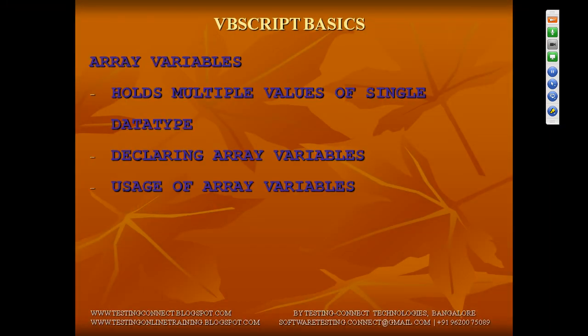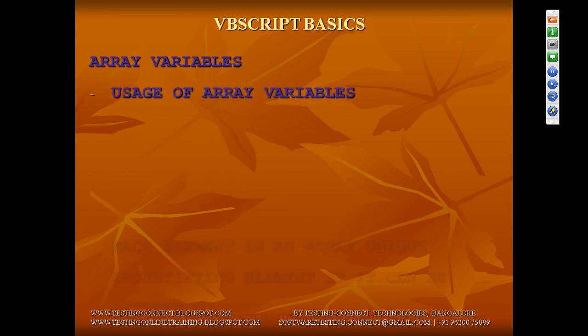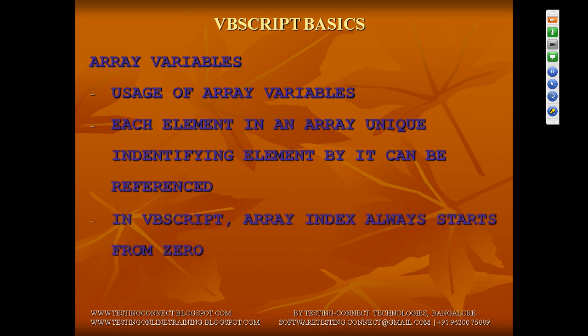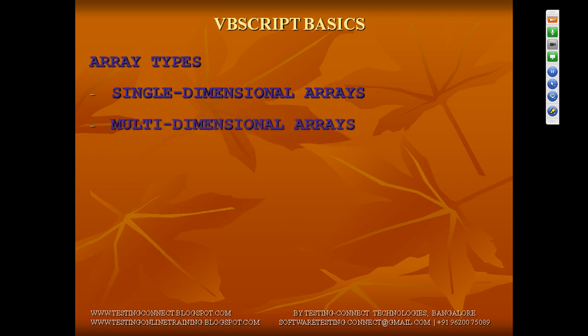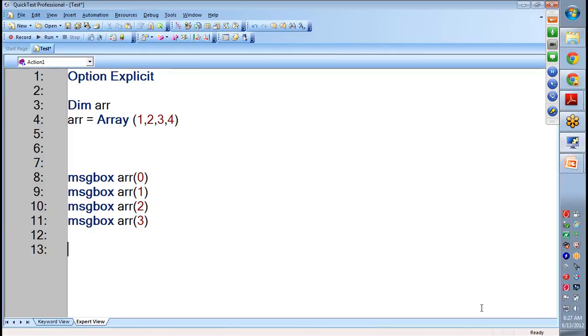Now, regarding the usage of array variables, each element in the array has a unique identifier. In VBScript, array index always starts from 0. This one I already covered. There are types of arrays: single dimensional arrays, two dimensional arrays, and multi-dimensional arrays. Whatever we discussed so far are single dimensional arrays.